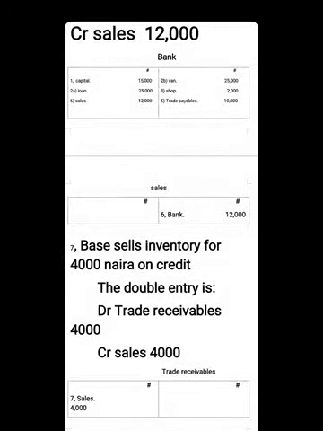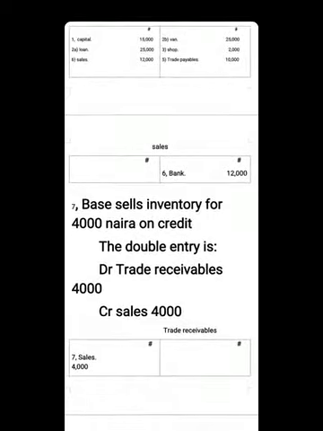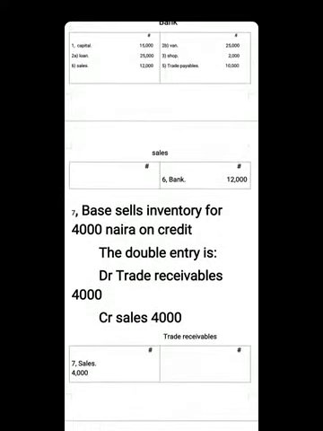Then number 7, base sells inventory for 4,000 naira on credit. Sells it on credit. So what do we do? We debit trade receivables and credit sales. That is 4,000 naira. Why do we credit sales? Because it's on credit. Debit trade receivables and then credit sales.